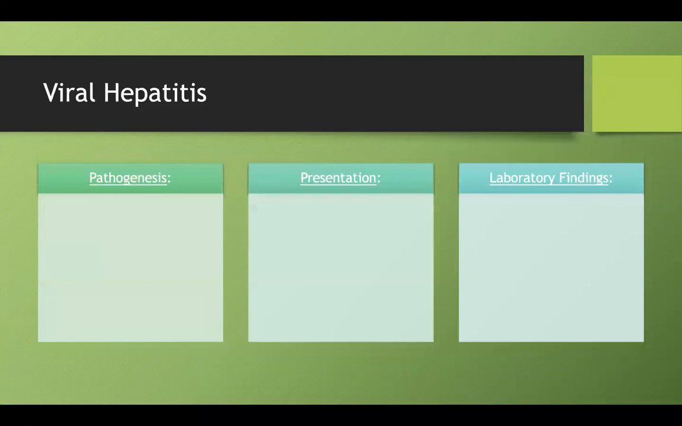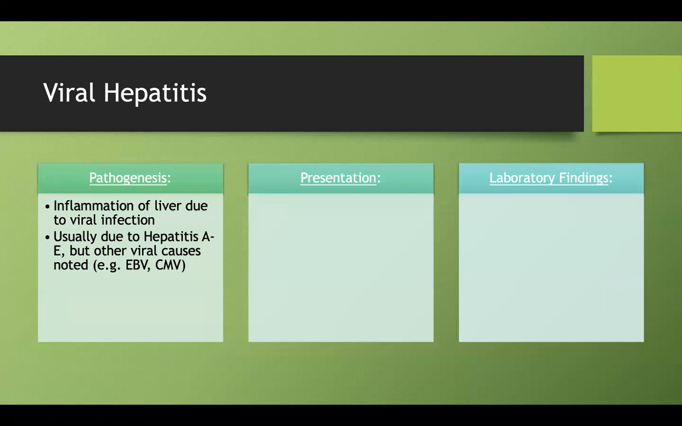We'll conclude the hepatitis portion of this lecture with viral hepatitis, which is probably the most commonly tested hepatitis on here. Regardless of whether it's Hep A, B, C, D, or E, these all hold true. These are all inflammation of the liver due to some sort of viral infection. It's usually going to be Hep A to E, like I mentioned. You can get EBV, CMV causing it. They're not going to test you on that though, really. You can have it acute or chronic.